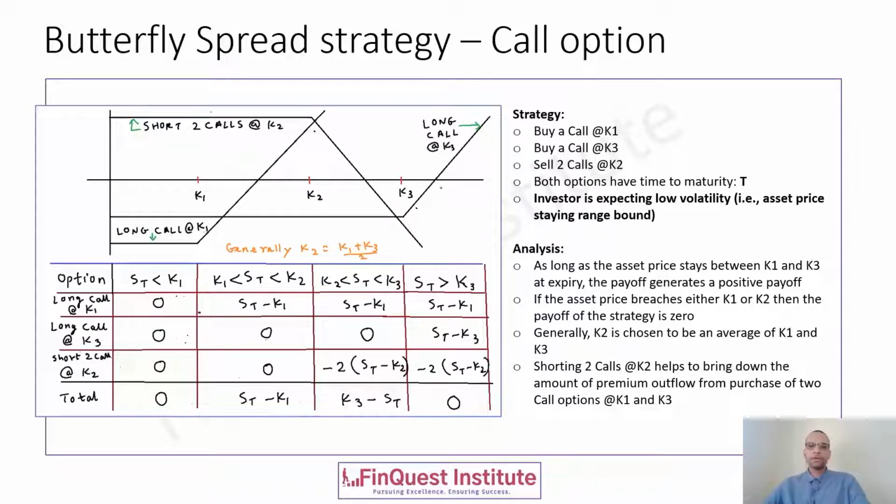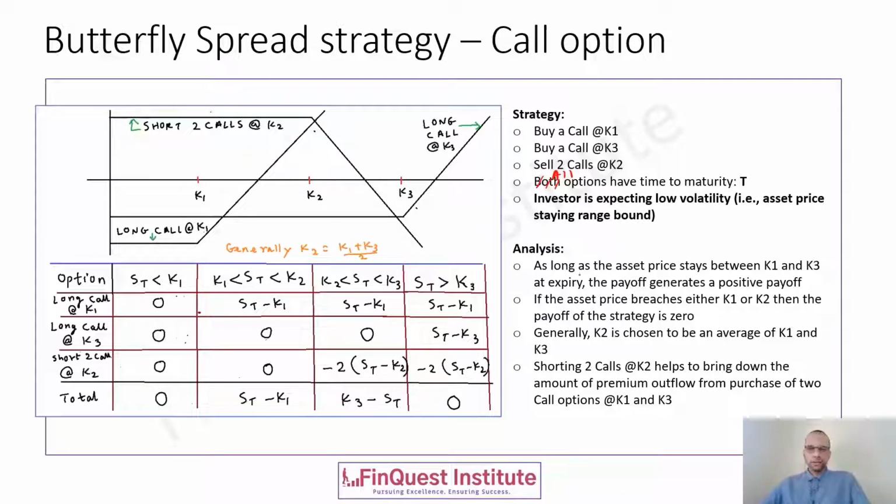Now, all of these options have a maturity capital T. The investor is expecting lower volatility here. That is, the investor is expecting the volatility or the asset price to remain range bound. We are expecting the asset to stay somewhere between K1 and K3 in order to generate the payoff. How exactly that works, we'll understand.